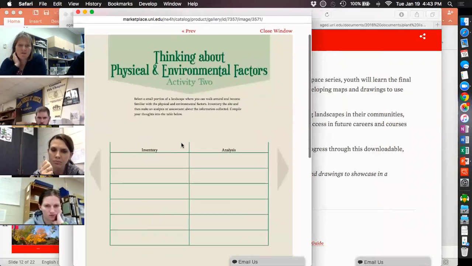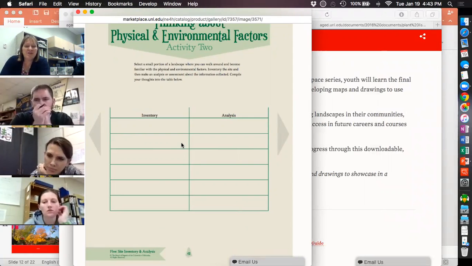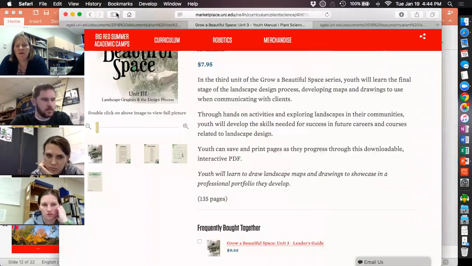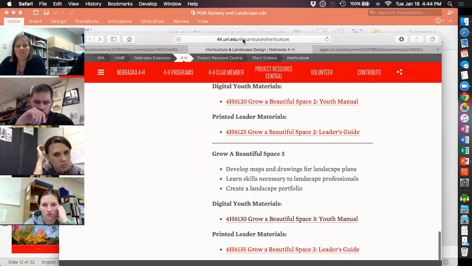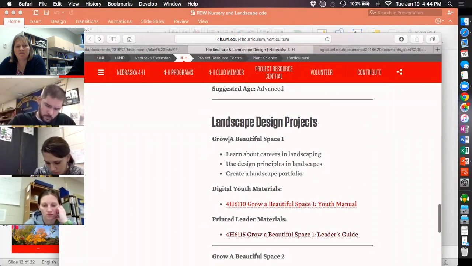It looks like there are worksheets and other things as part of that. So we have activities for each of the areas. I think we probably have at least 10 lessons in each book, and we have activities associated with each lesson. Currently, I don't think that's on our rules website, but we can certainly put it on there. For those of you on here today, it's 4h.unl.edu/4h curriculum/horticulture, and these are at the bottom of the page under landscape design projects.